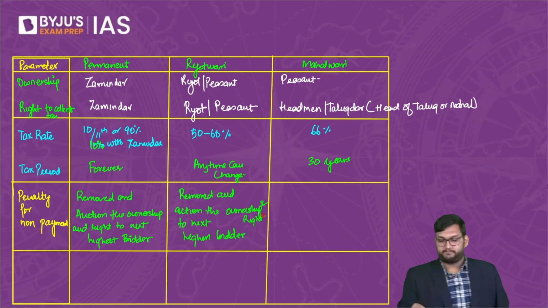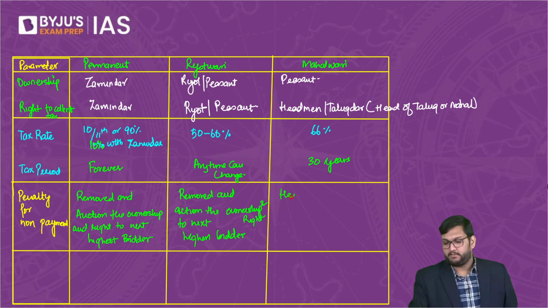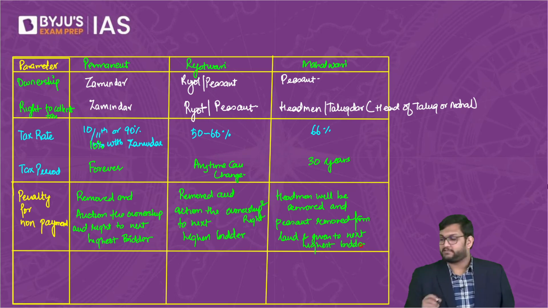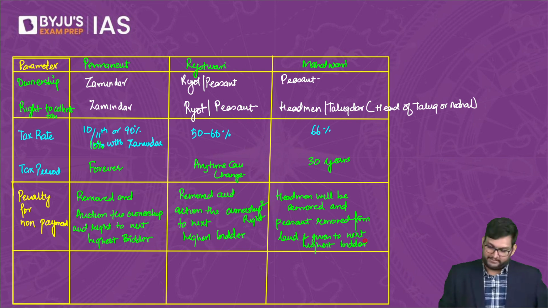And the headman will be removed, and the peasant removed from land and given to the next highest bidder. So basically the system is the same everywhere.